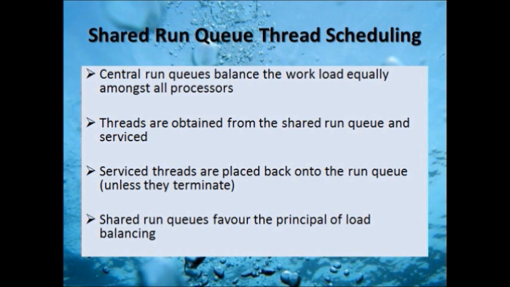Shared run queue thread scheduling. Central run queues balance the workload equally among all processors. Threads are obtained from the shared run queue and serviced. Serviced threads are placed back onto the run queue unless they terminate. Shared run queues favor the principle of load balancing.